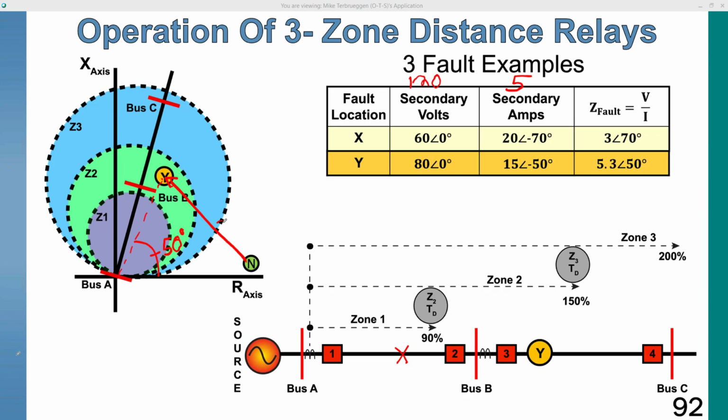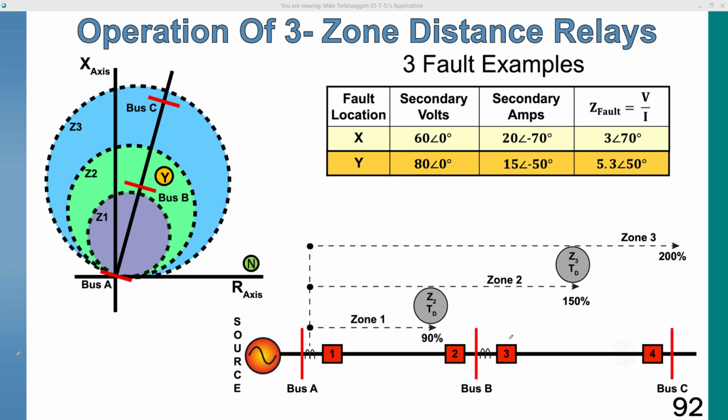So your zone 3 timer would have started, your zone 2 timer would have started, but the zone 2 will time out before the zone 3. What this assumes is that breaker 3 didn't open for some reason. So zone 1 is providing the backup function of breaker 1, zone 2 is providing the backup function. Any question on that?